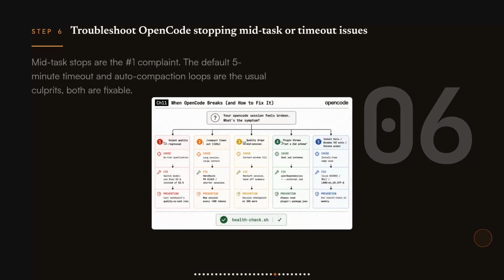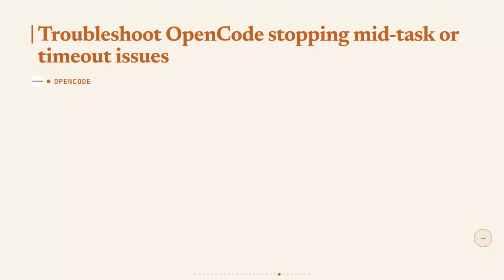Step 6. Mid-task stops. This is the number one complaint on Reddit, and it's the one that makes people give up on OpenCode entirely. The agent just stops, no clear error, and you sit there wondering if it's the model, the network, or the tool. There are 3 specific defaults that cause this, and all 3 are fixable. I had to dig through the docs and GitHub issues to piece this together.